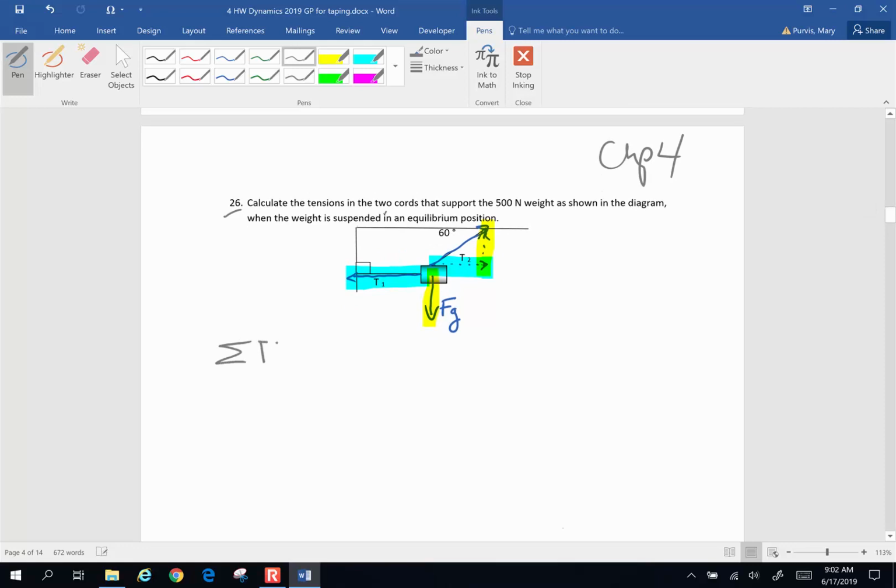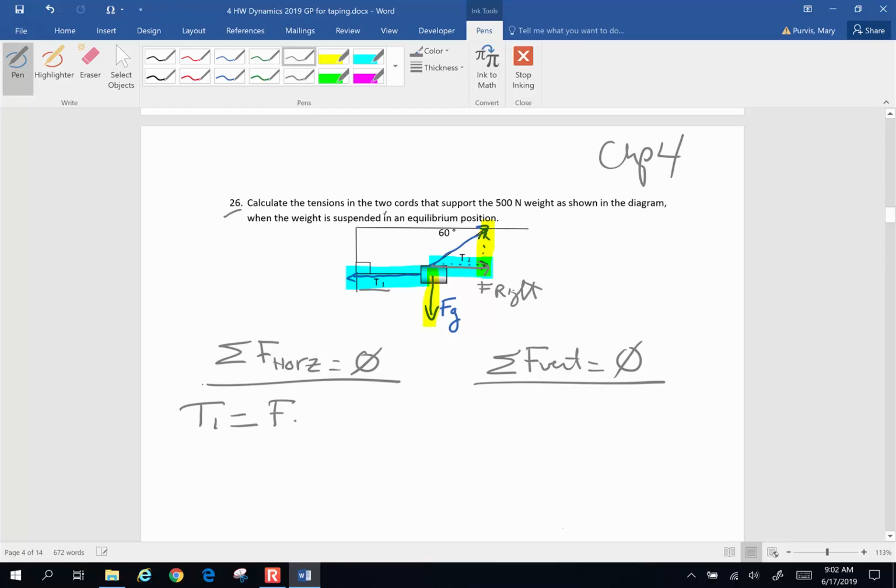So we're going to sum the forces horizontally. Those are going to equal 0, and they equal 0 because we're in a static or not moving situation. Sum of the forces vertically are going to equal 0. So horizontally, what forces do we have? T1 is going to equal the force to the right. And vertically, the force of gravity downward is going to equal the force up. All right, now let's make it a little bit more expanded. T1, we don't know. That's one of the big things we're looking for, T1 and T2. Those are our ultimate goals.